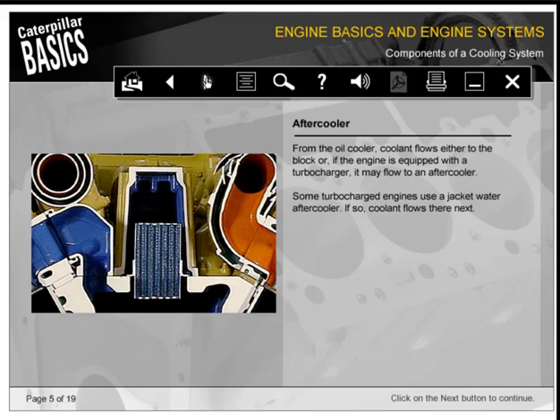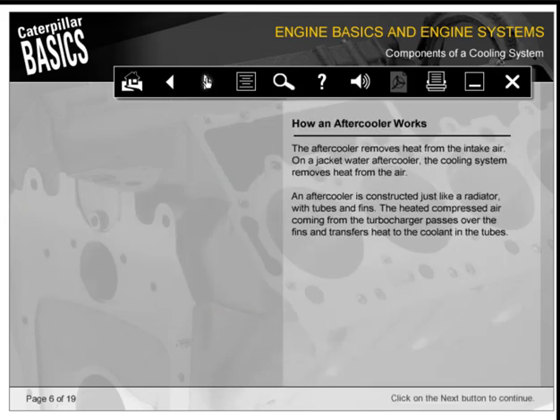From the oil cooler, coolant flows either to the block, or if the engine is equipped with a turbocharger, it may flow to an aftercooler. Some turbocharged engines use a jacket water aftercooler. If so, coolant flows there next. The aftercooler removes heat from the intake air. On a jacket water aftercooler, the cooling system removes heat from the air.